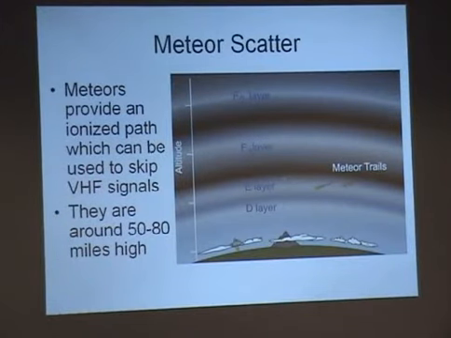So is this the height where the atmosphere is dense enough that the meteors really start to ionize and burn up? Yes. This is where most of them burn up. Some of them actually do hit, if they're big enough to start with, or slow enough. And the ionization lasts up to 10 seconds, and they're good for 2 meters. 70 centimeters doesn't work very well, and 6 meters doesn't work very well with meteor scatter.